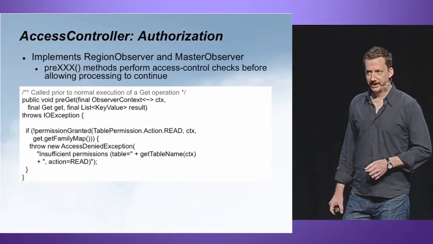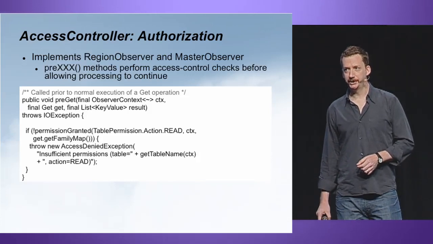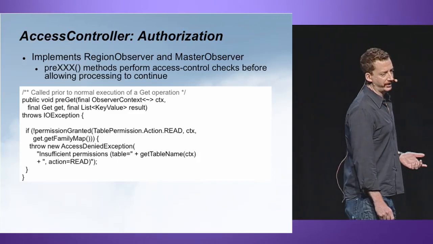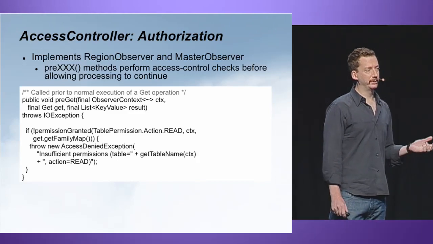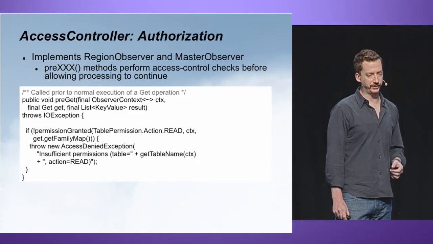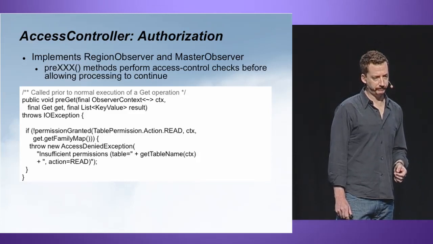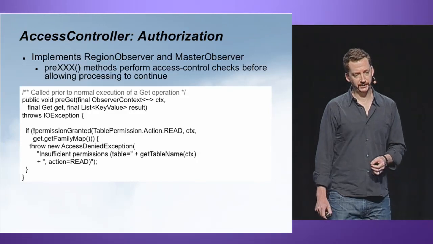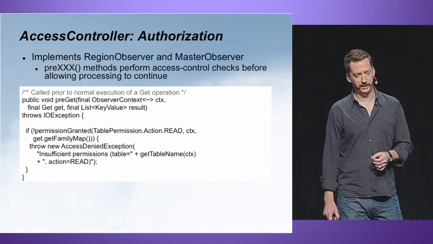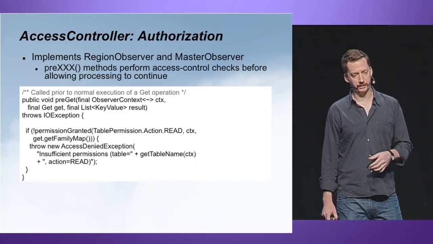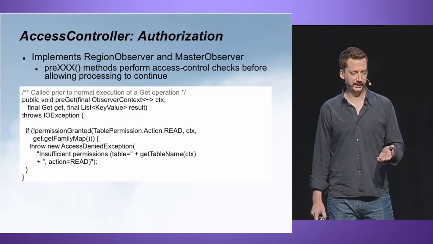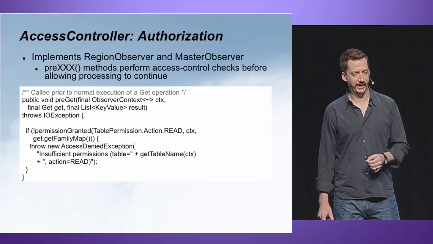The second aspect of Access Controller is the region observer and master observer implementation. And we use that to perform all the authorization checks we need to ensure that a client making a request to HBase has permissions granted to be able to do so. So in this case, a region observer and master observer define a number of hooks that you can implement. We implement all the pre-methods that get invoked before normal processing. In this case, you see an example of the pre-get method.